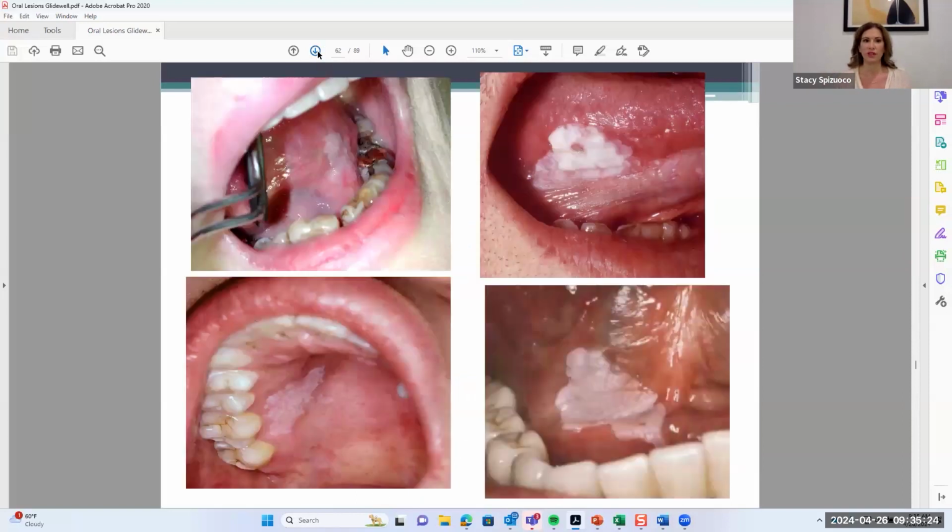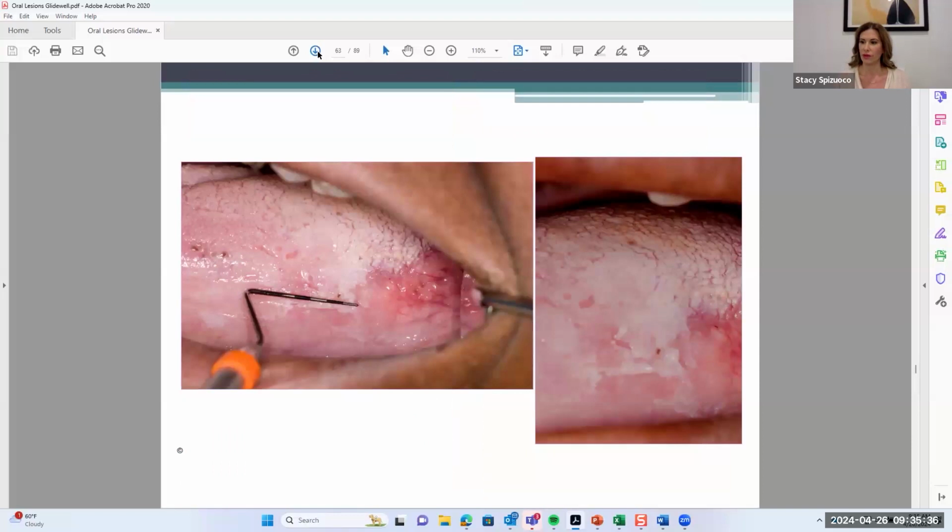So you have some examples here of this white patch. Notice it's different than the lichen planus. It doesn't have that lace-like pattern, but it's a white patch, which is just the name for a bunch of things. Here's another lesion on the tongue. It is considered premalignant, with a 4 to 15% chance of dysplasia, and common areas you see it are the tongue and the floor of the mouth. Those are the high-risk areas.